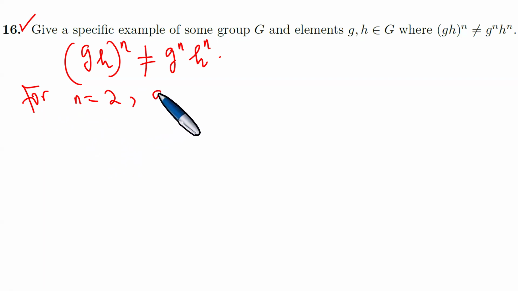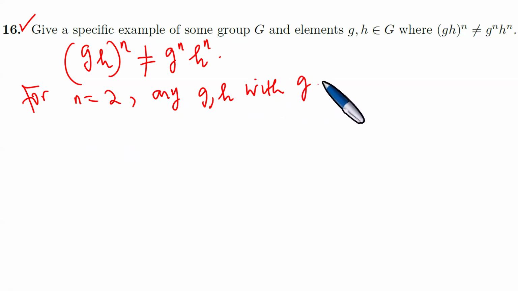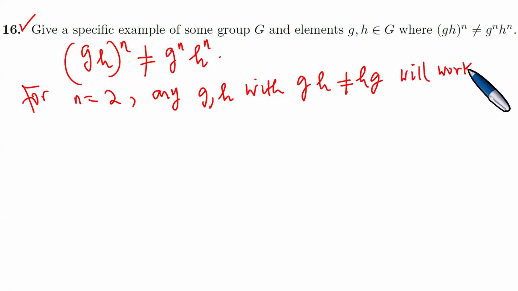any g and h with the product, for example, gh different from hg will work. For n equal to 2, any gh with gh not equal to hg will work. Let's give an example because we need to give a specific example.